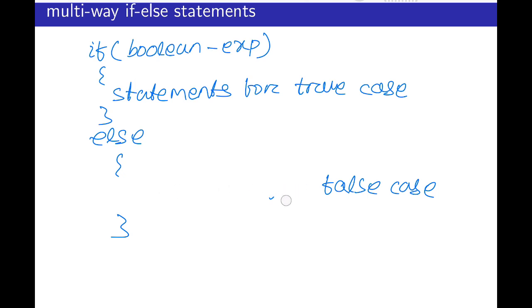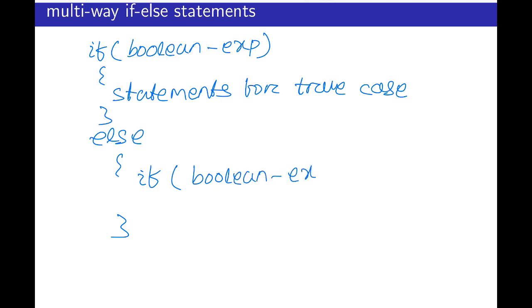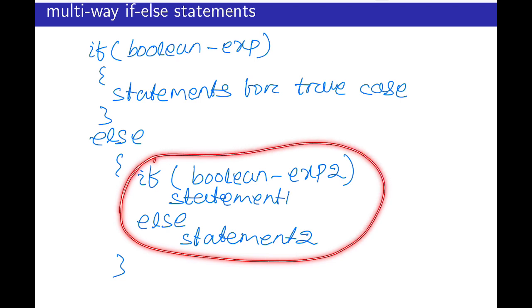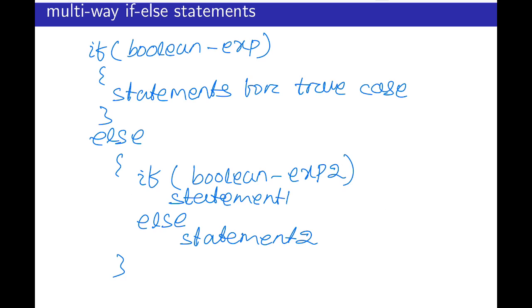So let me remove this statement. Here we can write if some boolean expression 2, then statement 1, else statement 2. So in the else part we can write another if else. So we have written one if and else. Now we will see one program that uses this type of structure.